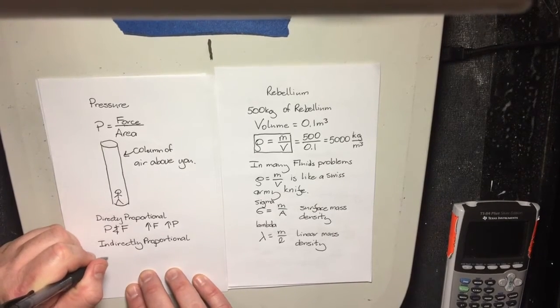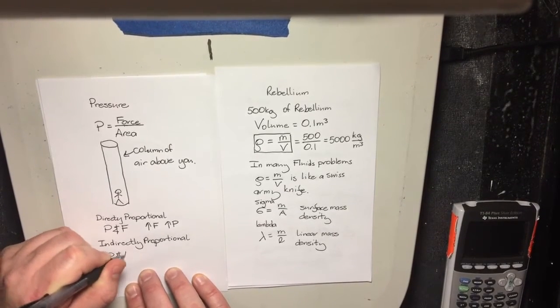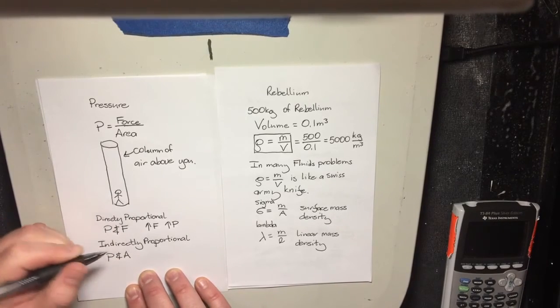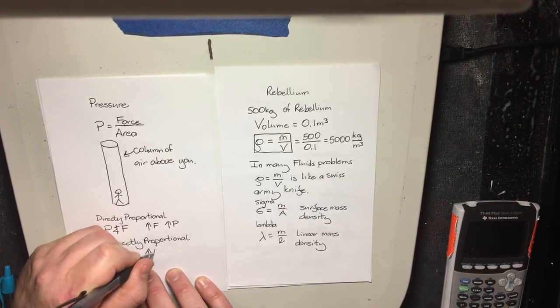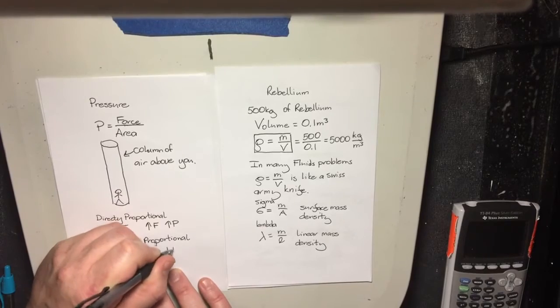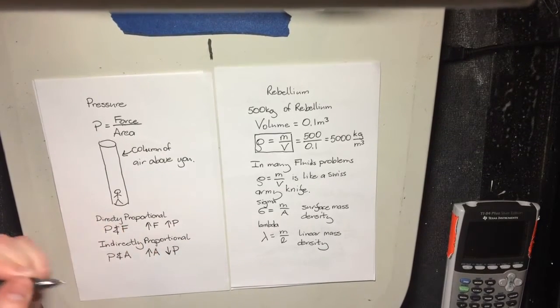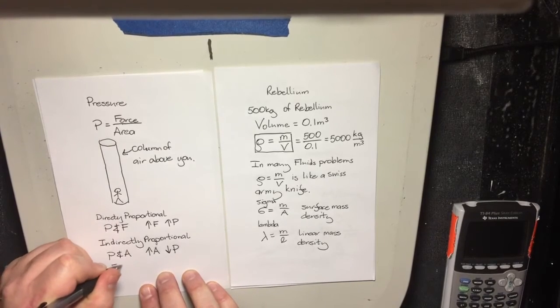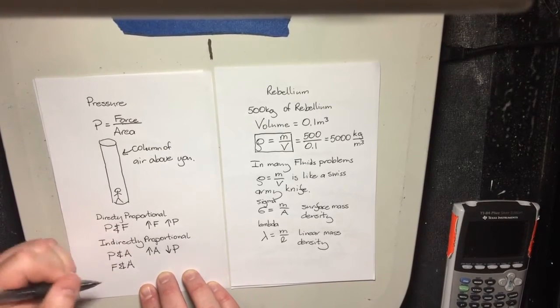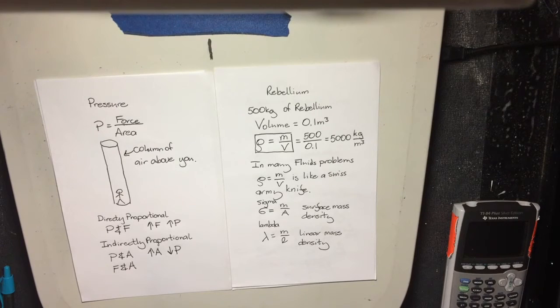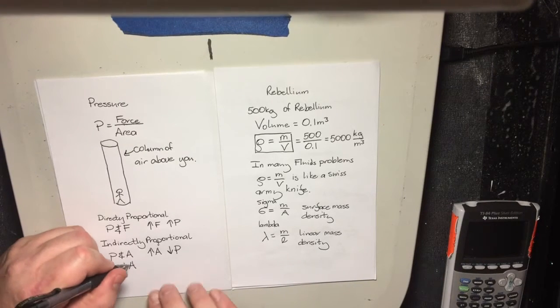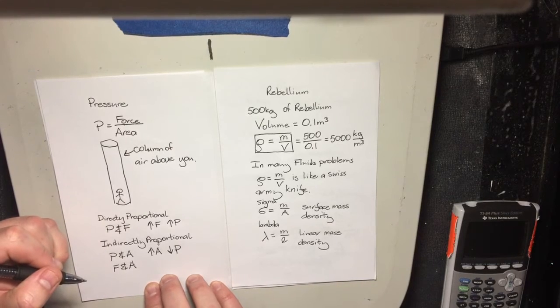Indirectly proportional is a lot like pressure and area. If you increase area, you decrease pressure. Also, you could say that force and area are indirectly proportional to each other. Can you say that? No. Why can you not say that?